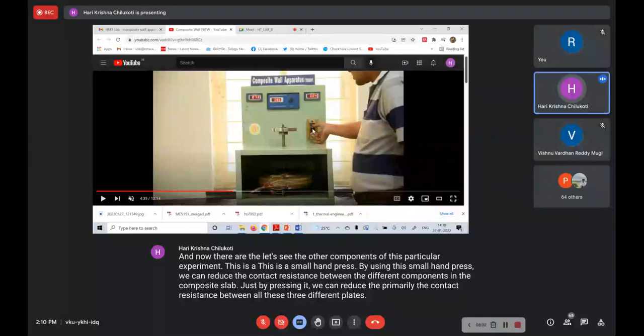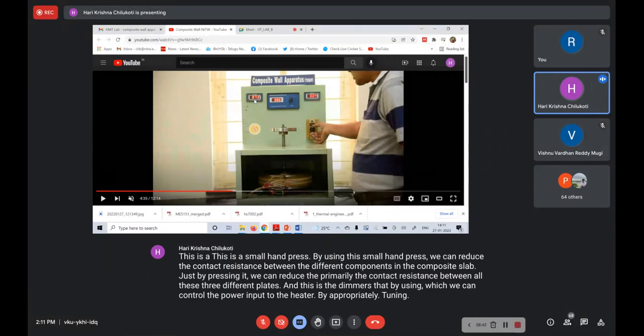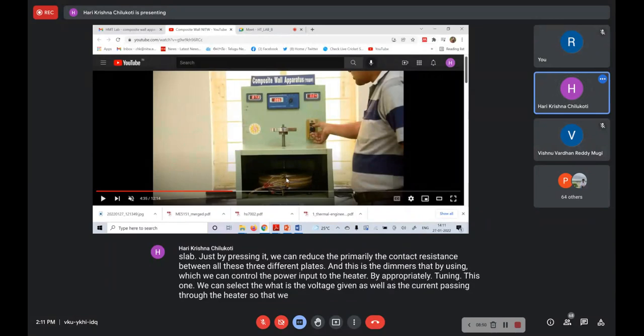And this is the dimmer stat, by using which we can control the power input to the heater. By appropriately tuning this one, we can select the voltage given as well as the current passing through the heater, so that we know how much heat is given as an input here.